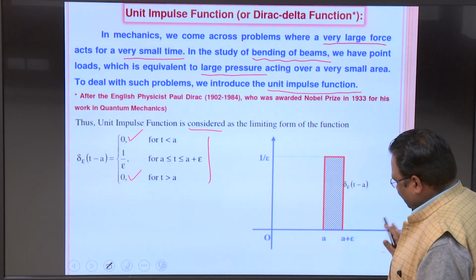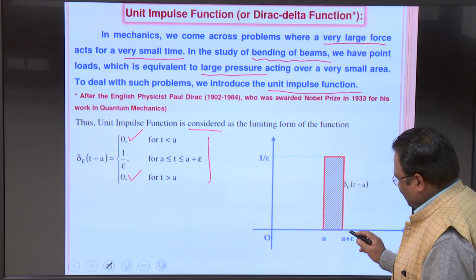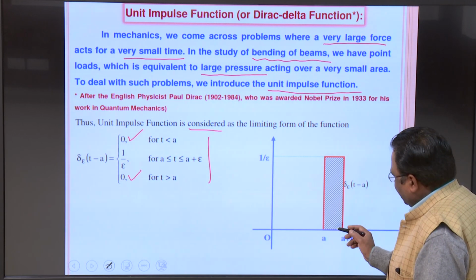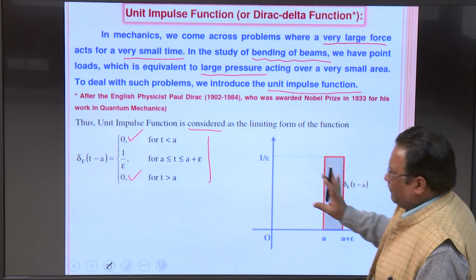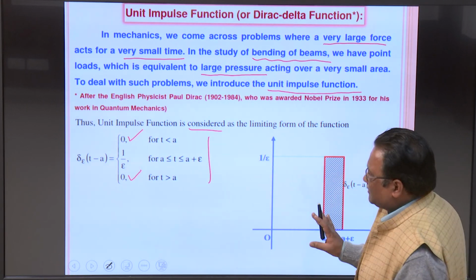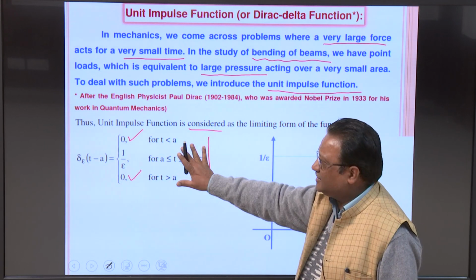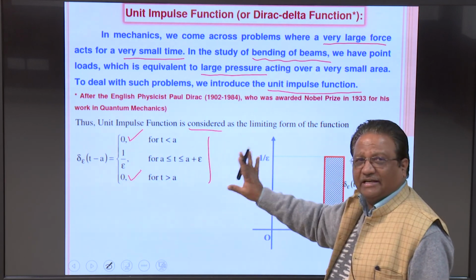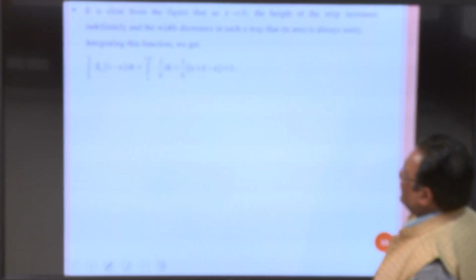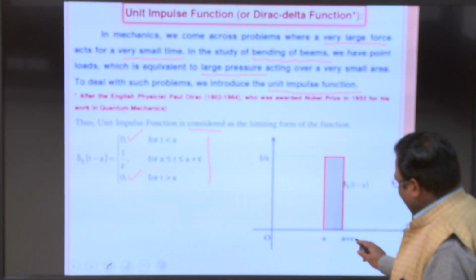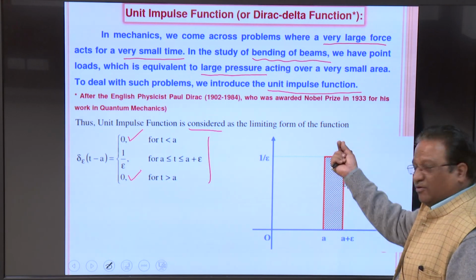Geometrically, this is the t axis and this is the 1/ε axis, and this is a + ε. When t is between a and a + ε we get this value. That one is a function, δ_ε(t − a). The unit impulse function is the limiting form of this function, not this one itself. It is clear from the figure that as ε approaches 0, the strip becomes more compact and takes more height.